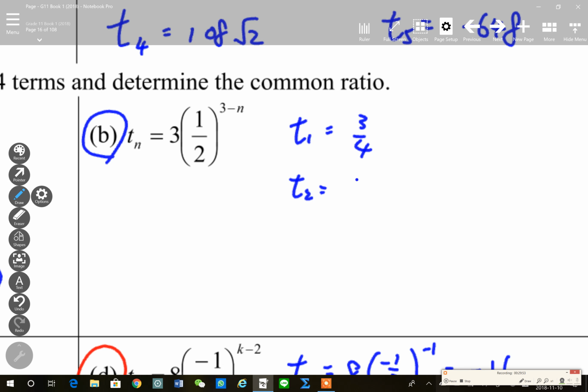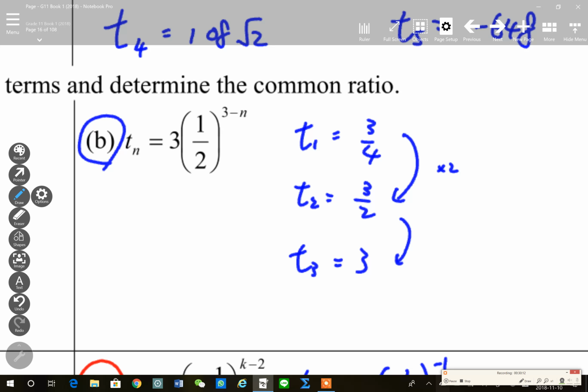3 over 2. Okay, how do I go from here to here? Multiply by 2. Times 2, right? Is it divided by 2 or times 2? Getting bigger, right? So every time I will times 2. So what's the ratio then? 2 is not half.